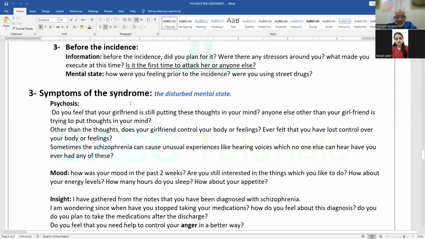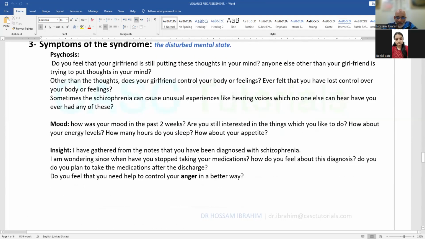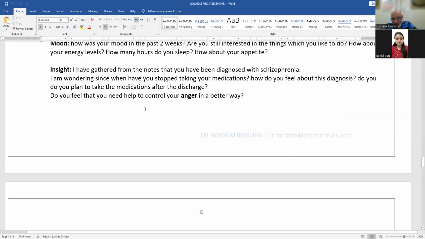And then the symptoms of the syndrome. This man is diagnosed with schizophrenia, so you want to ask questions about the psychosis, the mood, and the insight. I've gathered from the notes, it is very important to ask him about the insight. I've gathered news that you have been diagnosed with schizophrenia. I'm wondering since when you have stopped taking your medications. So you want to know his mental state and you want to know the insight. This man stopped taking his medications and he doesn't feel that he is diagnosed with schizophrenia. Okay. If you are clever, you want to add a cherry on top, ask him about his anger.